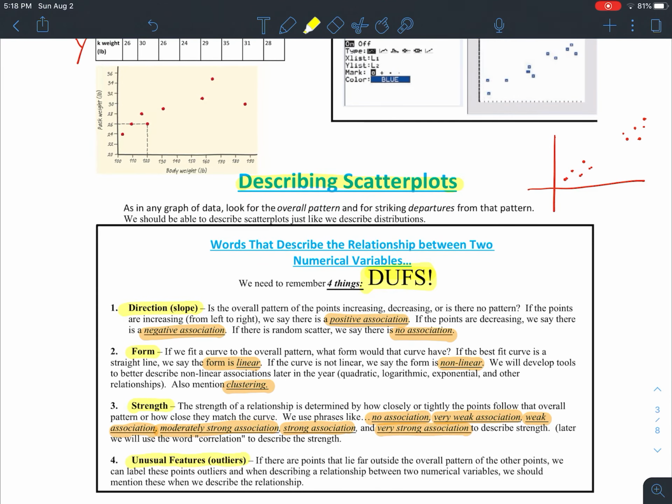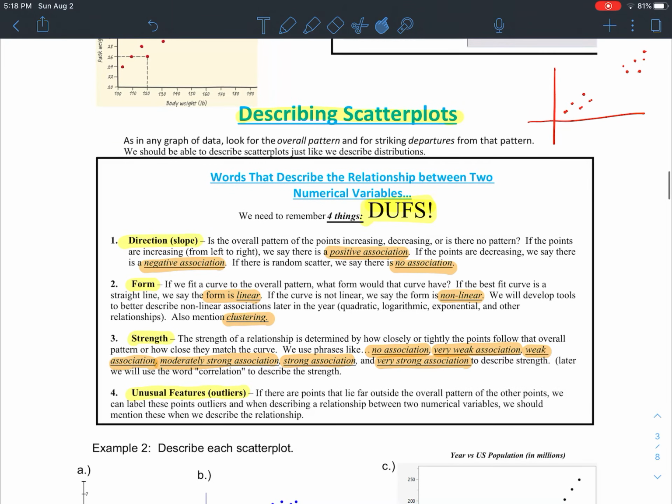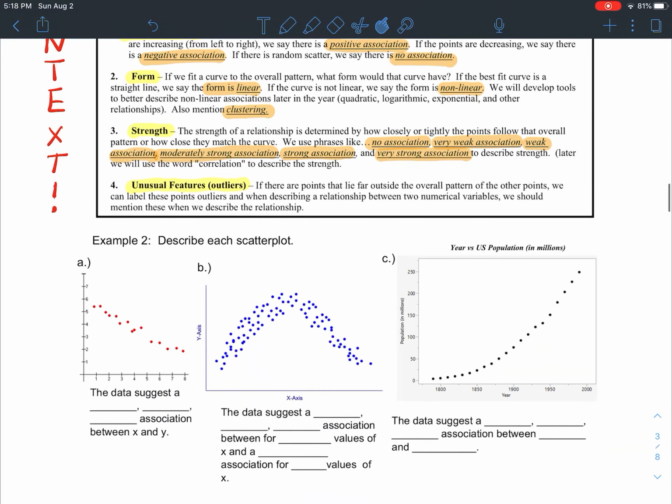And then lastly here, the U in DUFS is for the unusual features, or what we would know as outliers. This would just be if there's any points that lie outside of the pattern. Same thing with the CUS acronym. We kind of attached BS at the end of it for be specific. We always want to make sure that we're weaving in context when we are describing a scatter plot, that we are mentioning, for example, things like the variables, body weight and the pack weight.